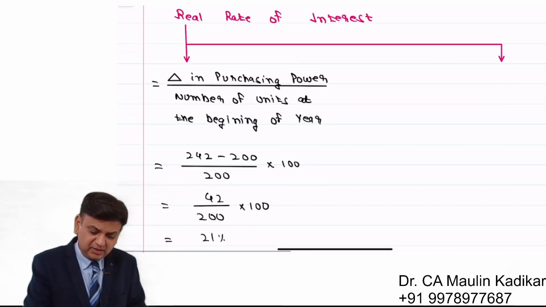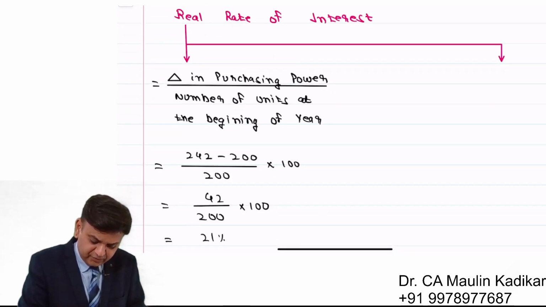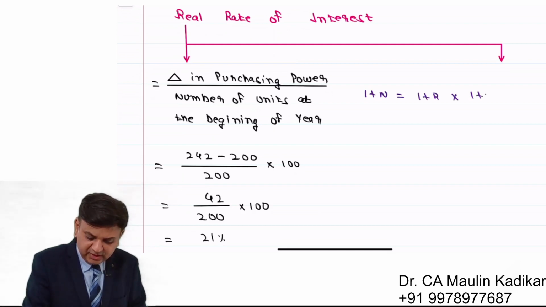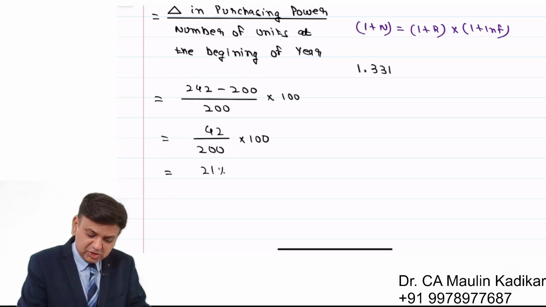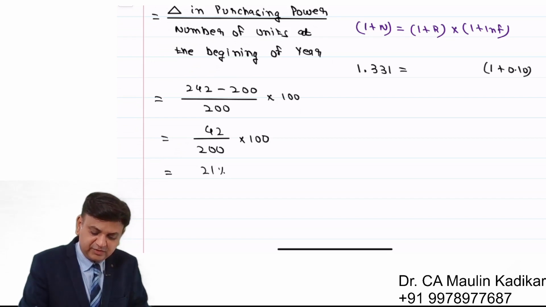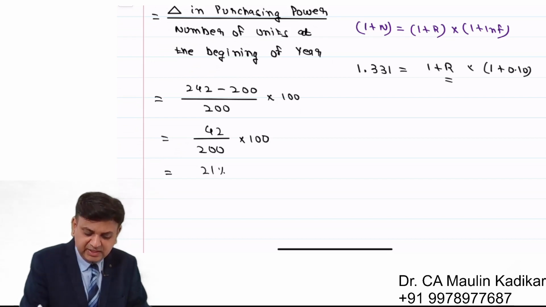This answer can also be calculated like this. Listen carefully. 1 plus nominal rate of return is equal to 1 plus real rate of return into 1 plus inflation rate. I request all of you to pay attention. Do not write anything. If I make an investment of 1 rupee today, it becomes 1.331 at the end of the year. By that time, the commodity which has a price of 1 rupee becomes 1 rupee 10 paise at the end of the year. So the rate at which the purchasing power of the funds increases is required to be calculated as a balancing figure.